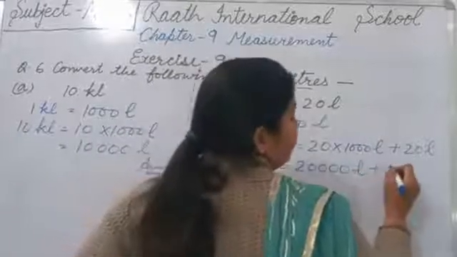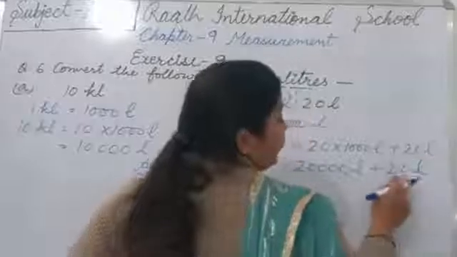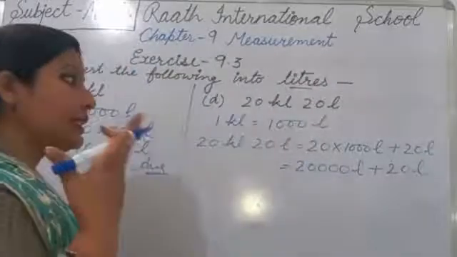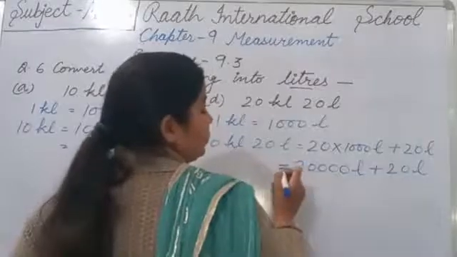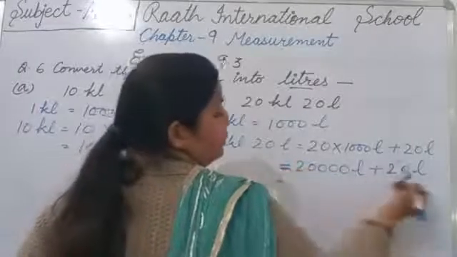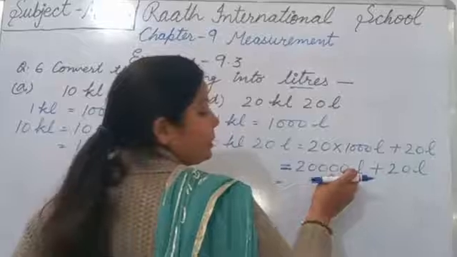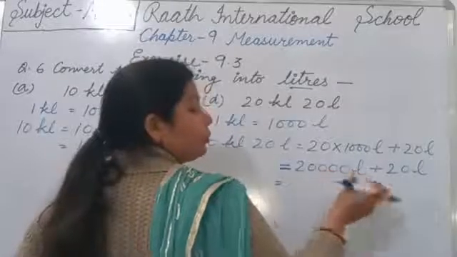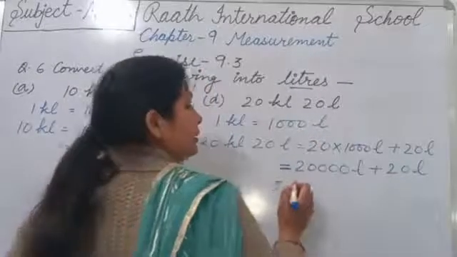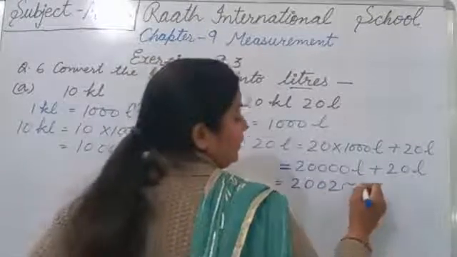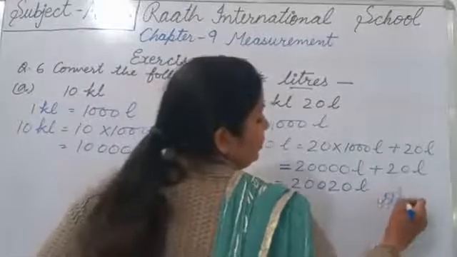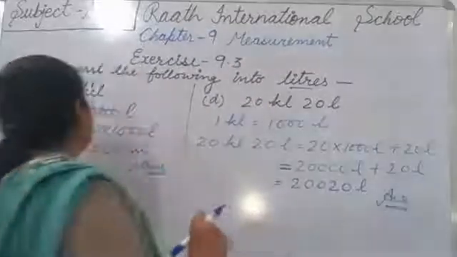liter plus 20 liter. 20 is a 2-digit number, so it will add in ones and tens column. There is liter, so we will add these. Now it will add in ones and tens column, where the ones and tens column is 0. So 20 plus 0 will be 20. So it becomes 20,020 liter. That is your answer. Okay. So your question 6 is complete.